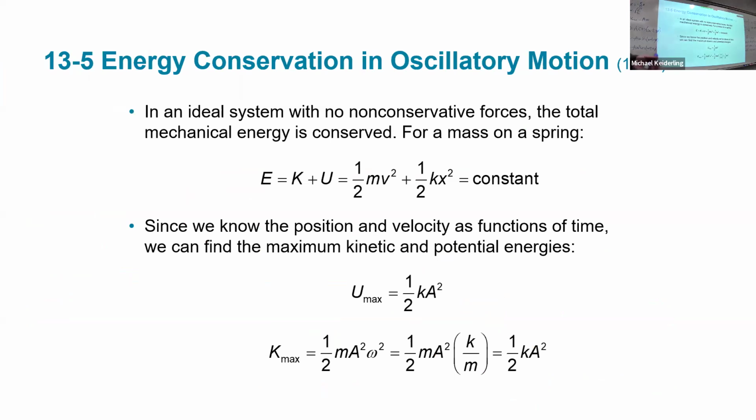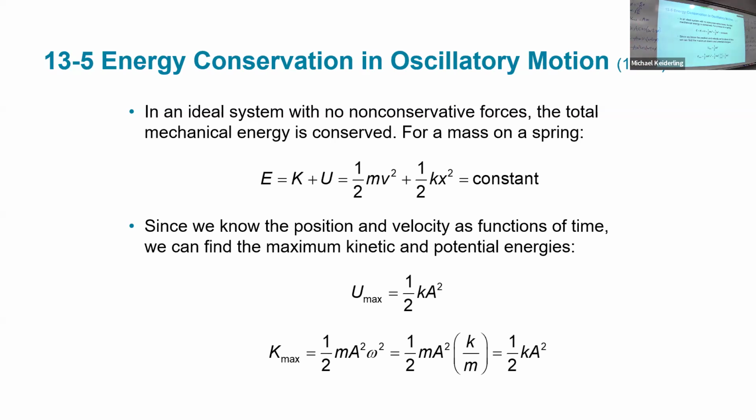In addition, energy is conserved in harmonic motion, just converting back and forth between potential and kinetic. So in an ideal system with no non-conservative forces, the total mechanical energy is conserved. So for a mass on a spring, kinetic energy is 1/2 mv squared, potential energy is 1/2 kx squared, and that will end up equaling a constant.